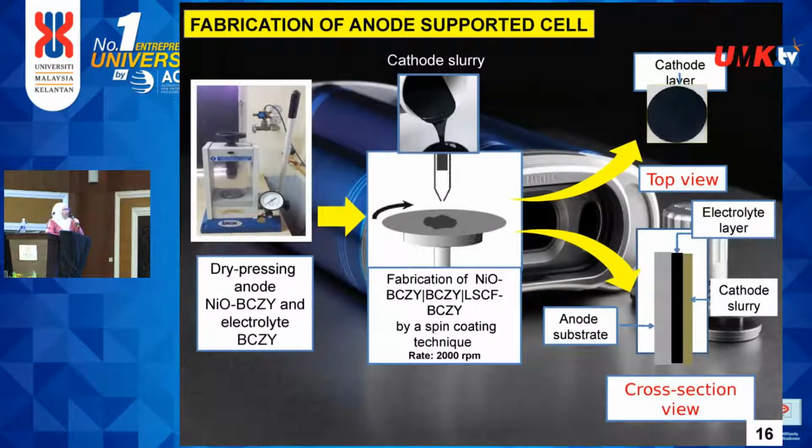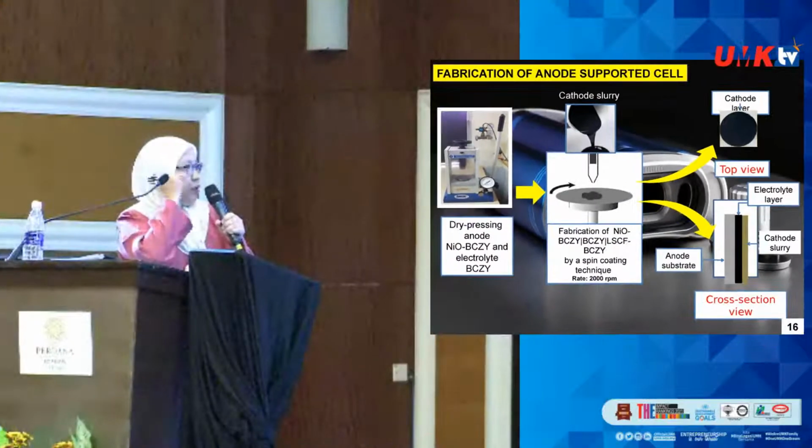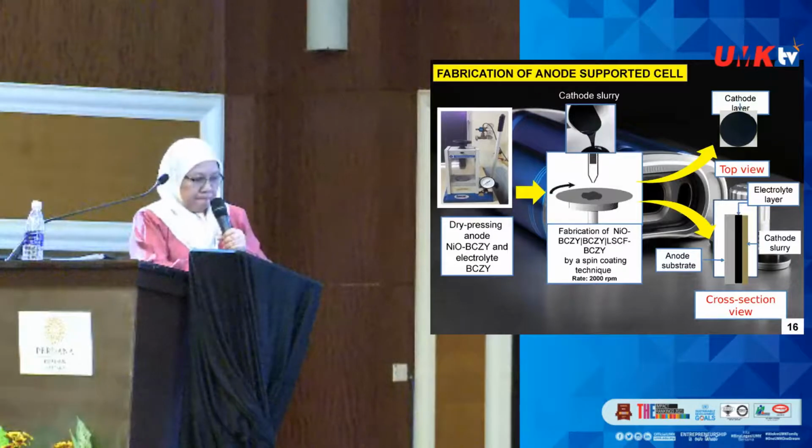This is the fabrication of the anode supported single cell. So this is the summary of how we fabricate the single cell under the anode supported cell. We use the dry pressing technique and also the spin coating technique.